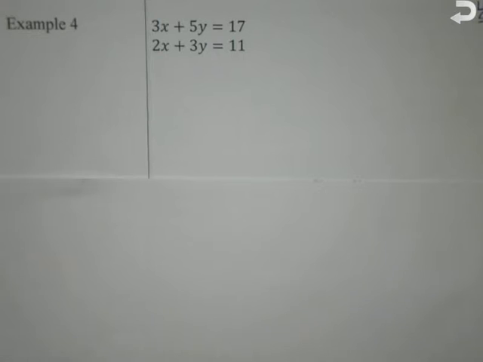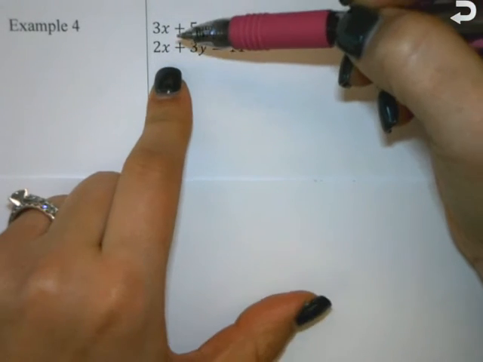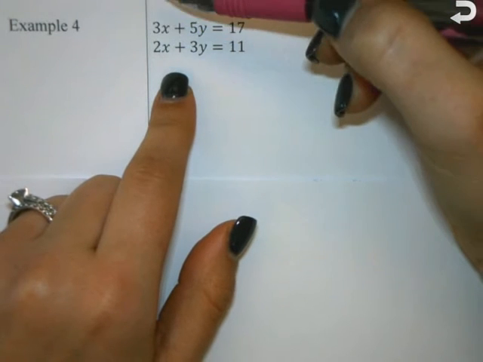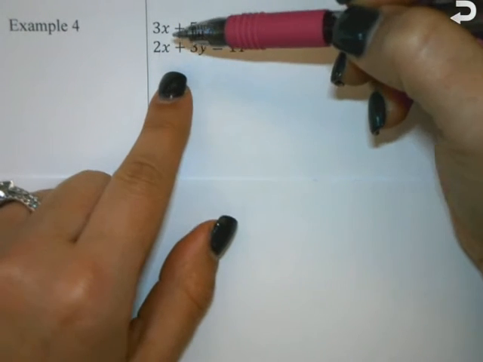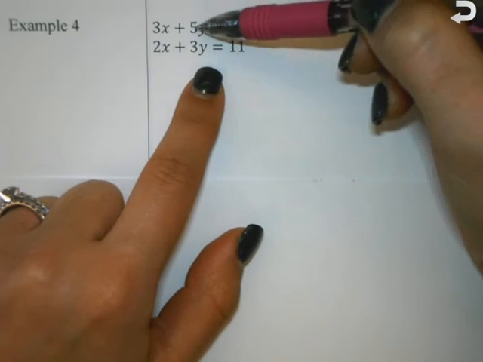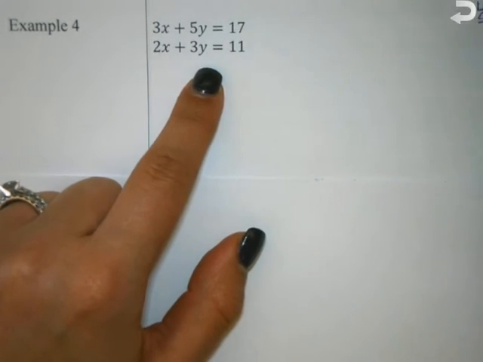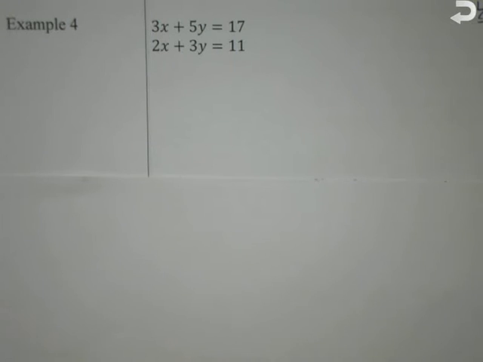So let's look at the x's. We have a 3x and a 2x. If I wanted to eliminate the x's, what would I have to turn both of them into? A 6x, right? Look at your y's. I have a 5y and a 3y. What would I have to turn both of those into? A 15. It doesn't matter if we eliminate the x's or the y's, so let's take a vote.